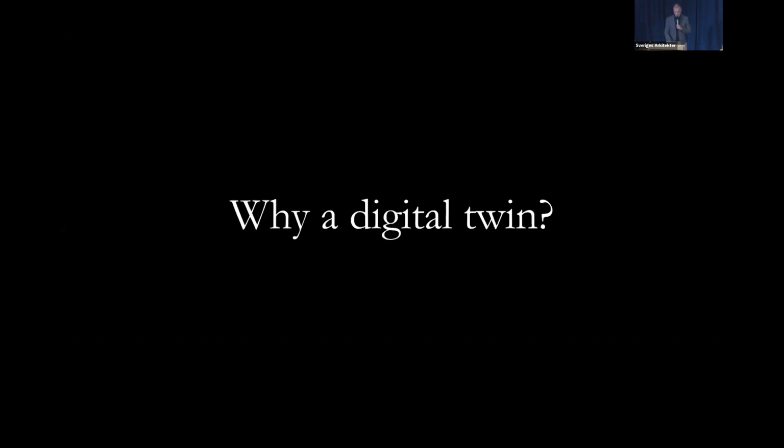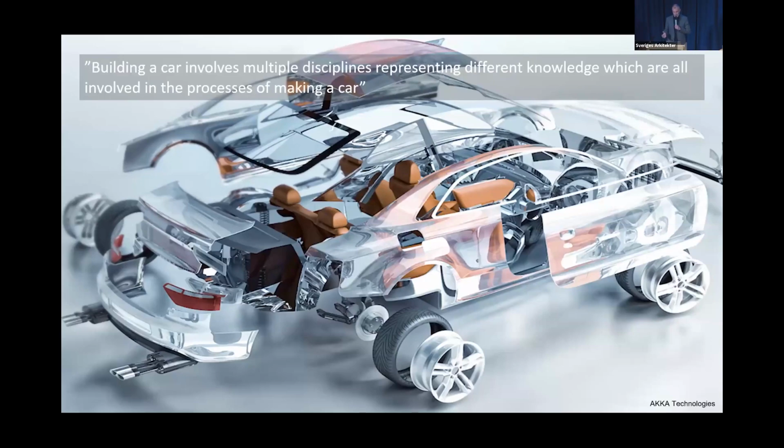Why a digital twin then? It's like building a car. It's a lot of parts in a car. You have the steering, you have the engine and so on. Now this must fit into a perfect model of the car, and then you can crash test the car, and in some years you can buy it on the market.